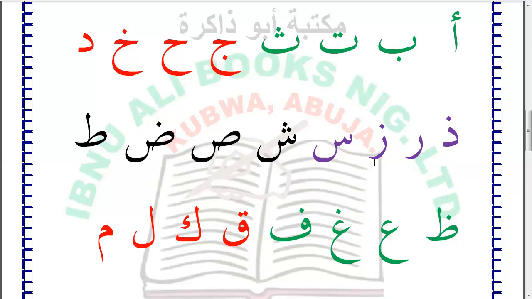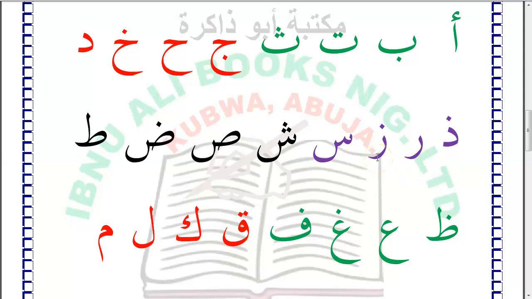In addition to that, Zayun and Dhalun almost share the same tone. However, if you are to pronounce Dhalun correctly, you have to place the tip of your tongue on the edge of your front teeth. Then Dhalun is pronounced. Just place the tip of your tongue on the edge of your front teeth, then pronounce it. Dhalun.